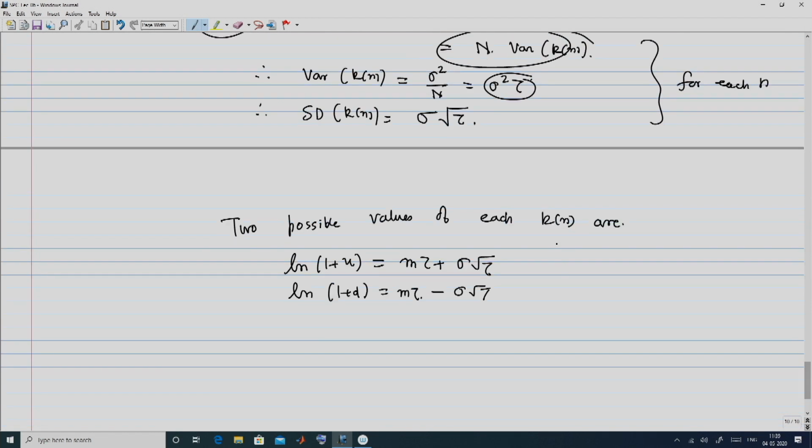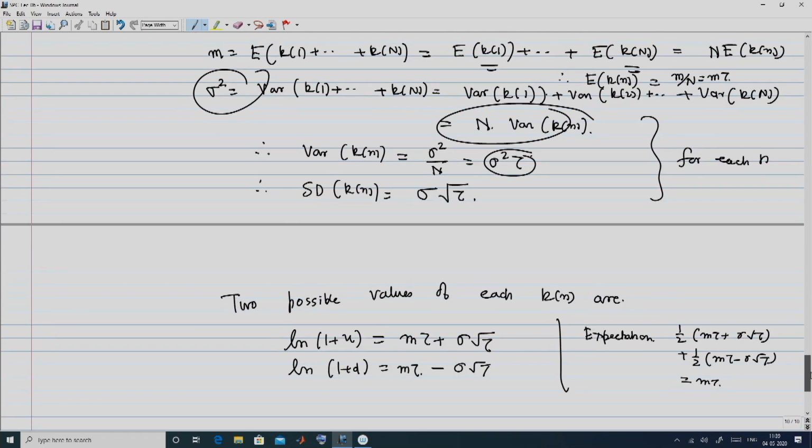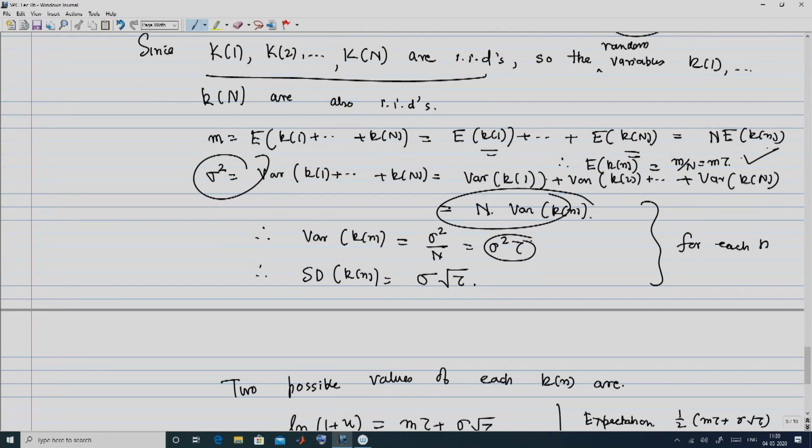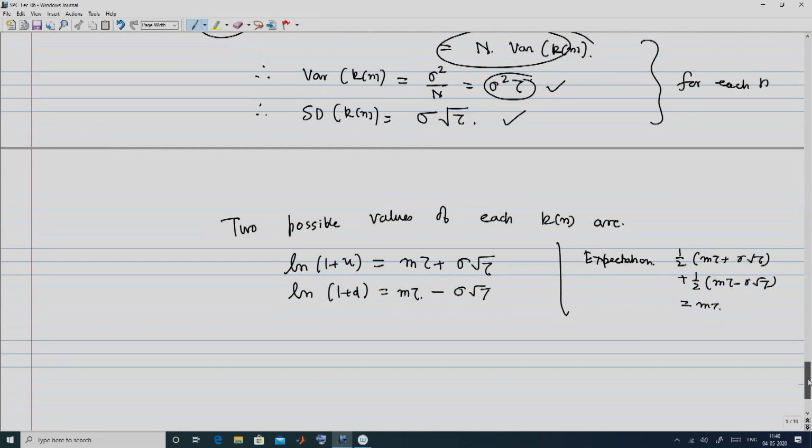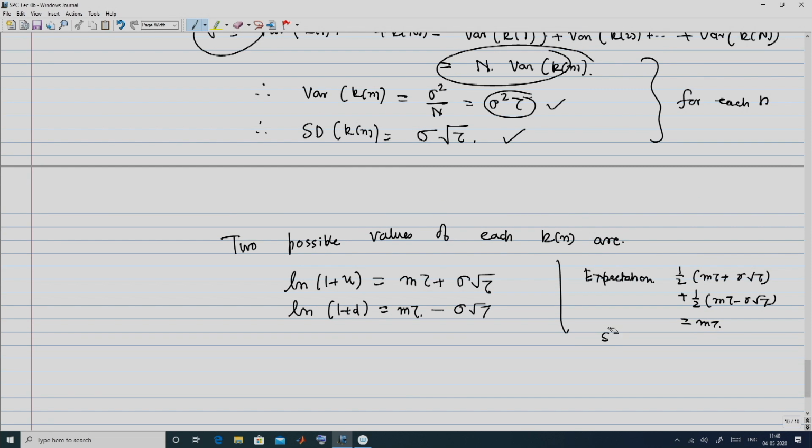So, you can actually verify that here the expectation, what is this going to be? This is going to be half into m tau plus sigma square root of tau plus half m tau plus sigma square minus sigma square root of tau, and this is just m tau. So, basically the expectation is going to be m tau for each of the k n, and we want to show that the standard deviation is sigma square root of tau. So, that also you can calculate easily.